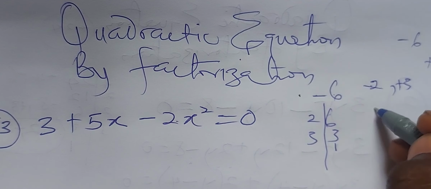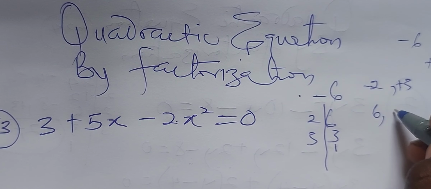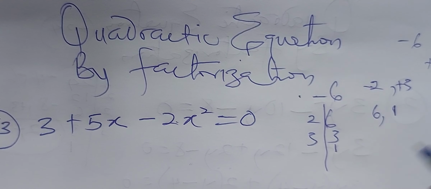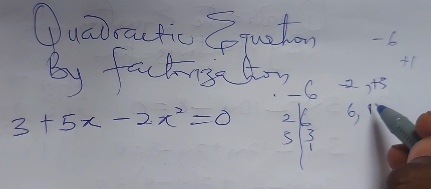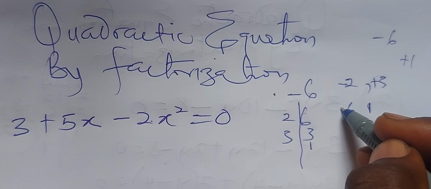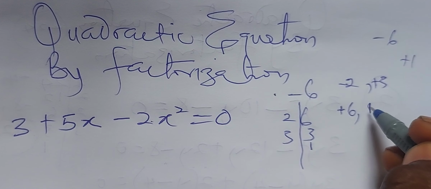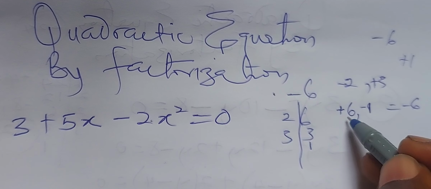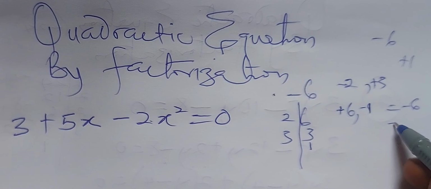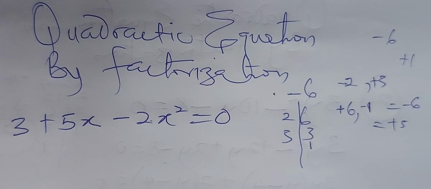So do you know that 6 itself is a factor of 6 and 1? That is another thing you need to consider. Okay, so it's a factor of itself. So in this case, if you put plus here and you put minus, when you multiply it you have minus 6, and you add, you are going to have plus 5. Okay, so that is it.